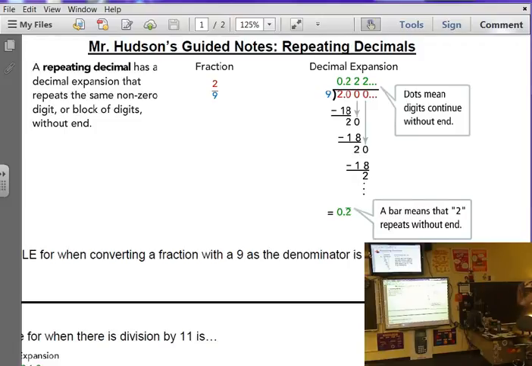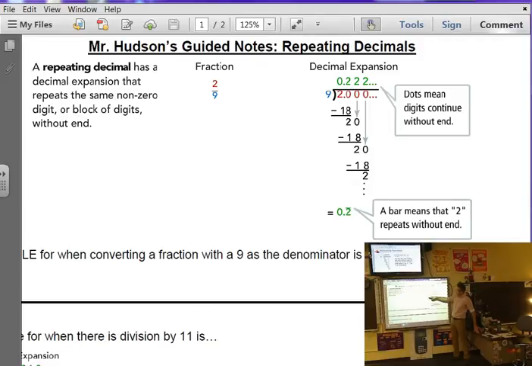So, we have some really mind-blowingly cool relationships in repeating decimals. And the 9s is one of them. Check out this division of 2 divided by 9. How many times does 9 fit in a 2? None. How about 20? Twice.